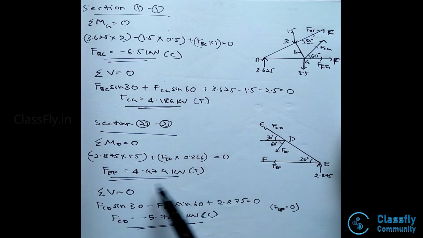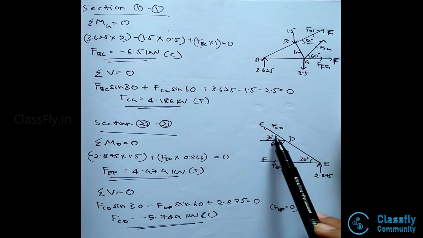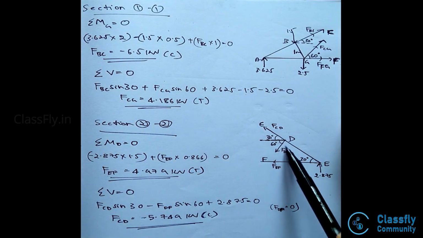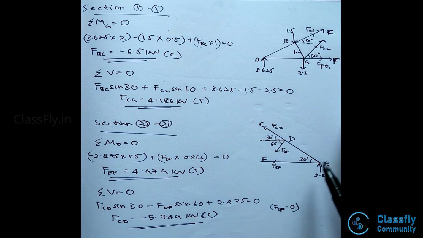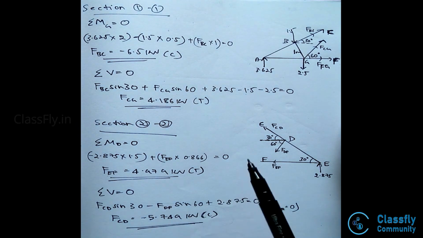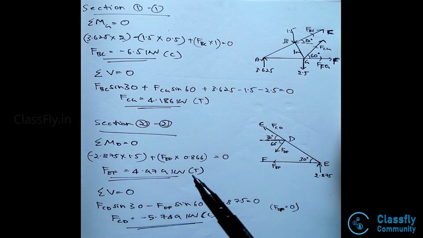Now, summation V is equal to 0 implies FCD sin 30 minus FDF sin 60 plus 2.875 will be equal to 0. Hence, we know that FDF is equal to 0, which implies FCD will be minus 5.749 kilonewtons. That will be a compressive force. Hence, we have found out the forces and the nature of these forces of all the four members which have been asked in the question.